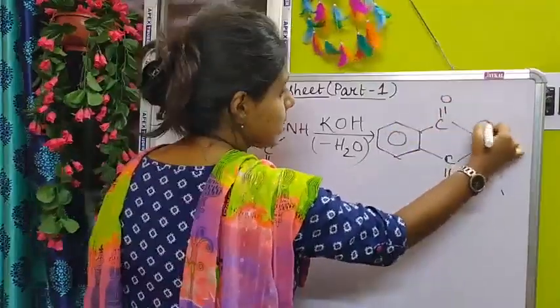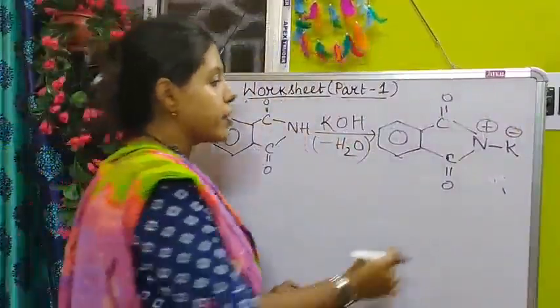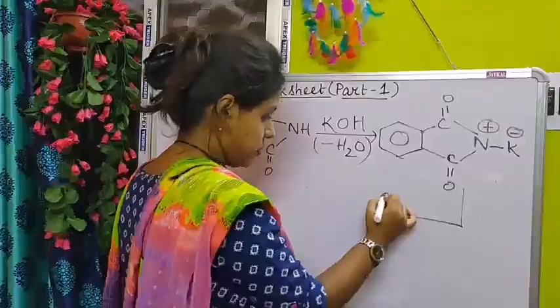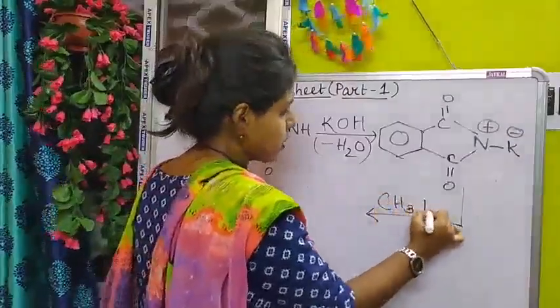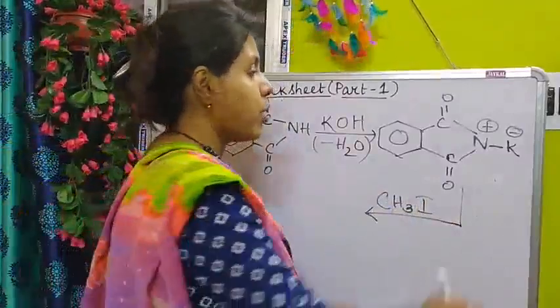Okay, this is plus and this is minus actually. So this compound first we will get. After that you have to add here the desired alkyl iodide. Suppose I have added here methyl iodide. Okay, so what will happen now?